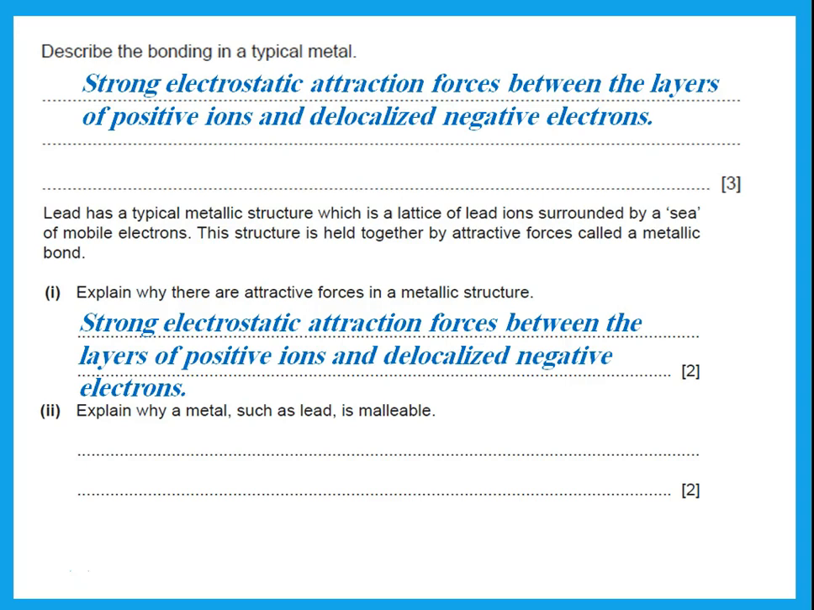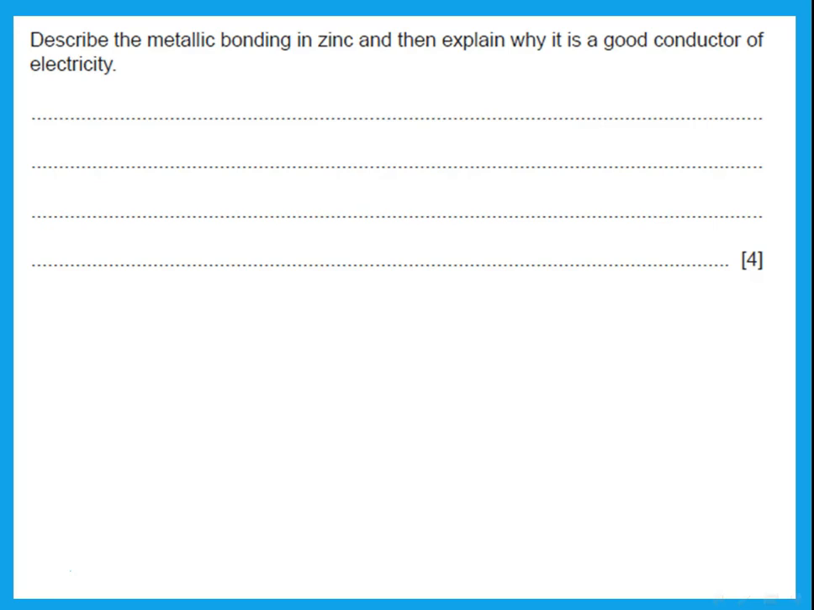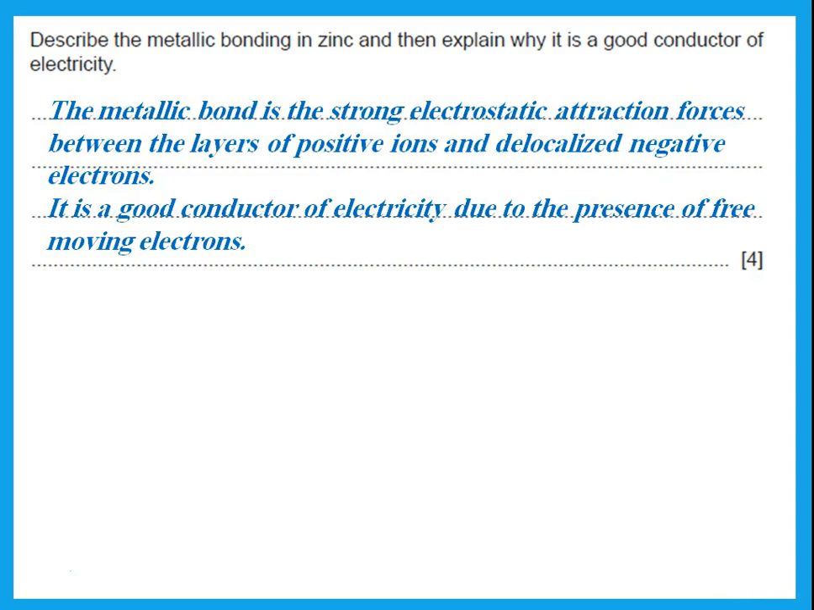Explain why a metal, whatever, any metal, is malleable. We said, why is a metal malleable? The layers of positive ions can slide over each other when heated or hit with a hammer. Okay? Describe the metallic bonding in zinc and then explain why it's a good conductor of electricity. So remember that metallic bond is the strong attraction force between the layers of positive ions and delocalized negative electrons. Now, why is it a good conductor of electricity? Due to the presence of free moving electrons.